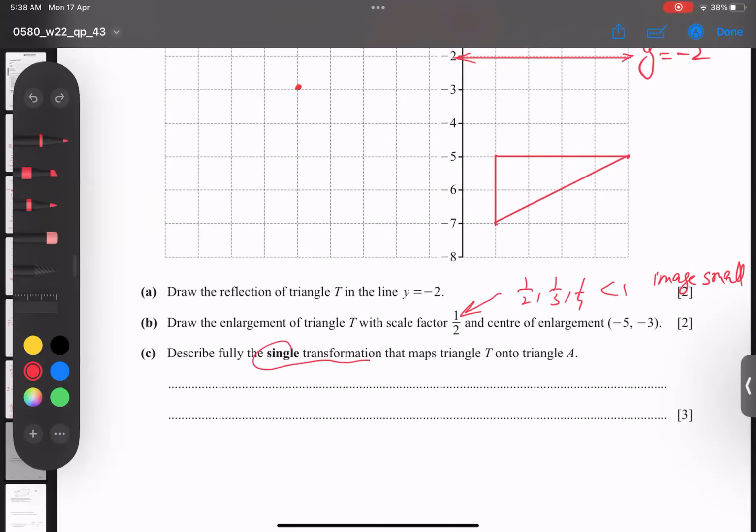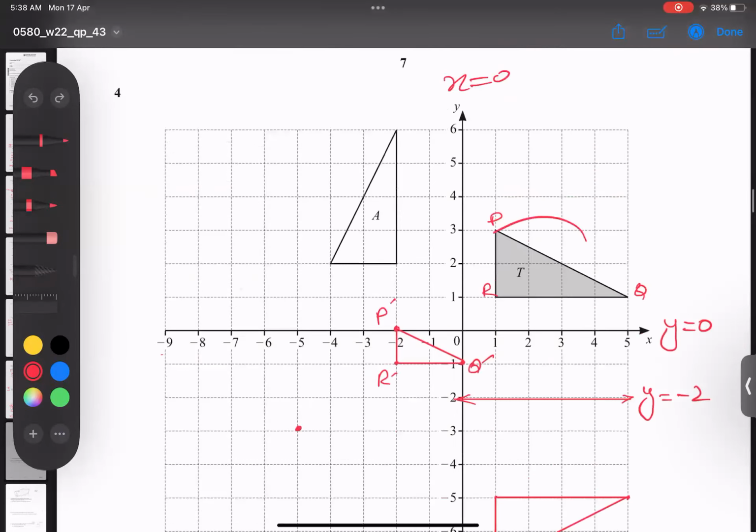Describe fully the single transformation T onto A. What is going on from T onto A? T is shifting onto A. Is it translation? No way. Is it enlargement? No way. It is a rotation only. What is the technique to do it? You can sense that this diagram is rotating, rotating, rotating, anti-clockwise.